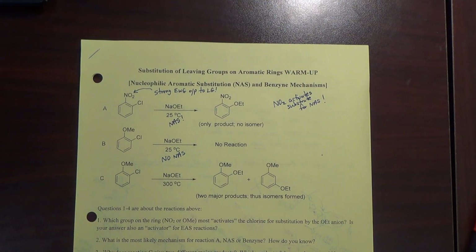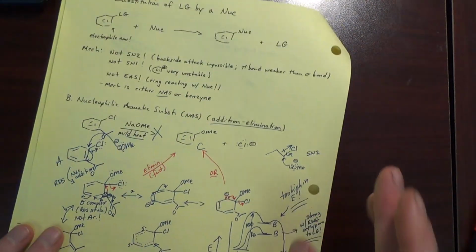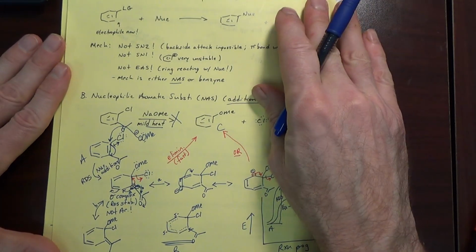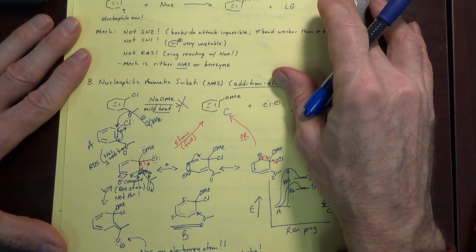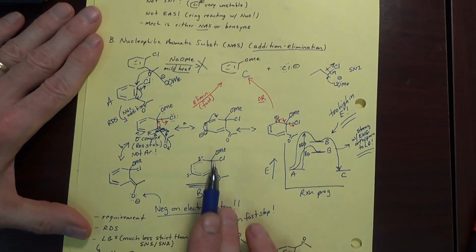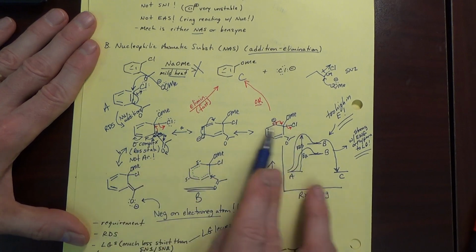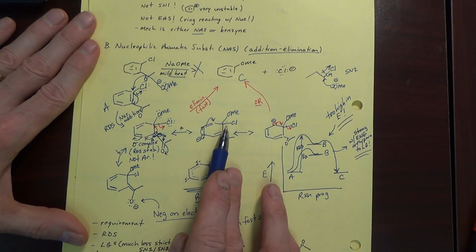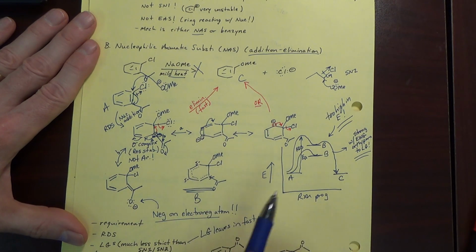But then students will get confused and say, but I thought nitro group was a deactivator. Yes, it is. For an EAS reaction. But it is actually an activator for a NAS reaction. It's just the opposite. The electronic trends for substituents with EAS are just the opposite for NAS because NAS involves an anion intermediate and not a cation intermediate.